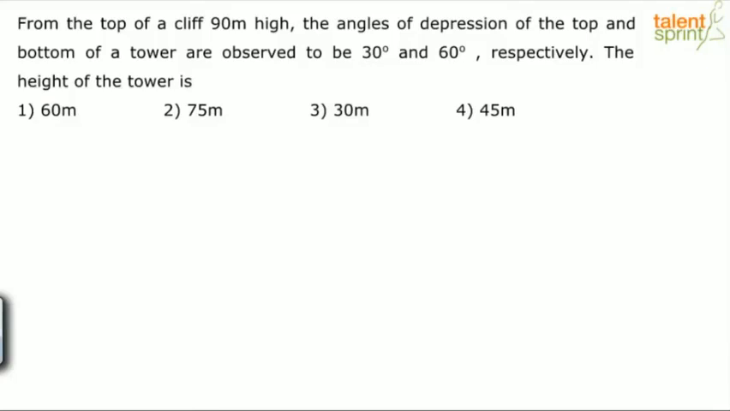One more on heights and distance. From the top of a cliff, 90-meter high, the angles of depression of the top and bottom of a tower are observed to be 30 degrees and 60 degrees respectively. The height of the tower is. You have a minute for this and your time has already started. Option 1, Rahul says it is option 1, 60 meters, and Saket has also got the same answer, 60 meters.